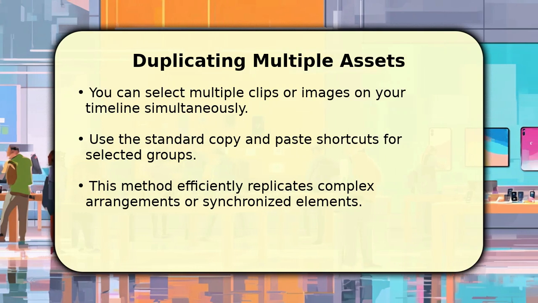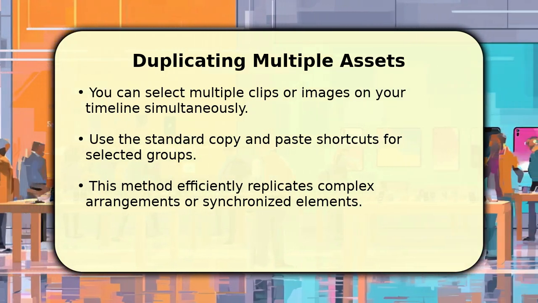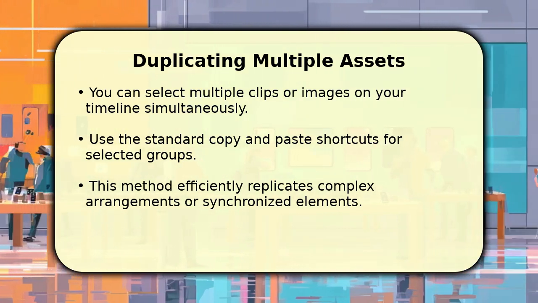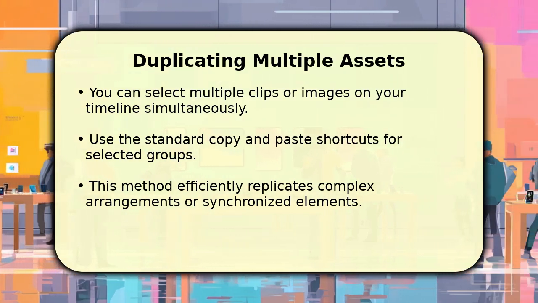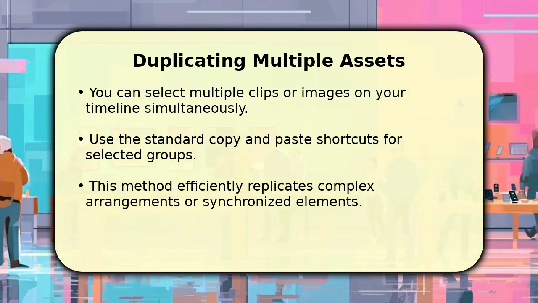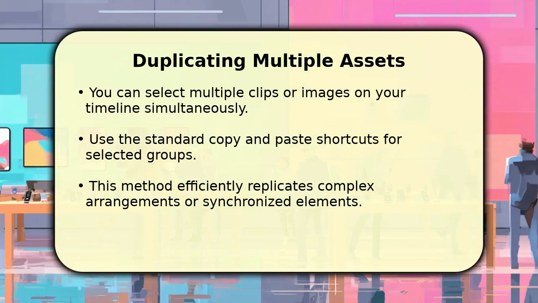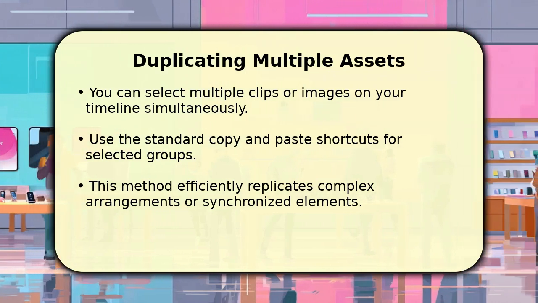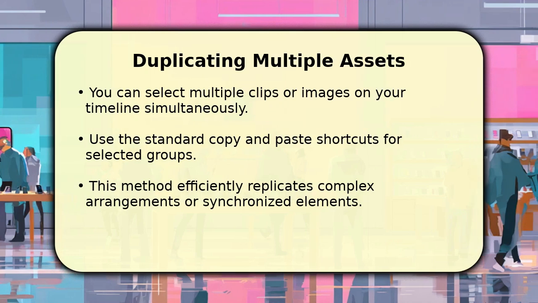Sometimes you need to duplicate an entire section of your project, not just one clip. To do this, simply select multiple clips by holding Shift and clicking on each one, or by dragging a selection box around them. Once your group of assets is selected, you can use the familiar Ctrl+C and Ctrl+V shortcuts to copy and paste them as a unit. Alternatively, use the Alt-Drag technique to duplicate and relocate the entire selection in one smooth action, maintaining their precise arrangement.